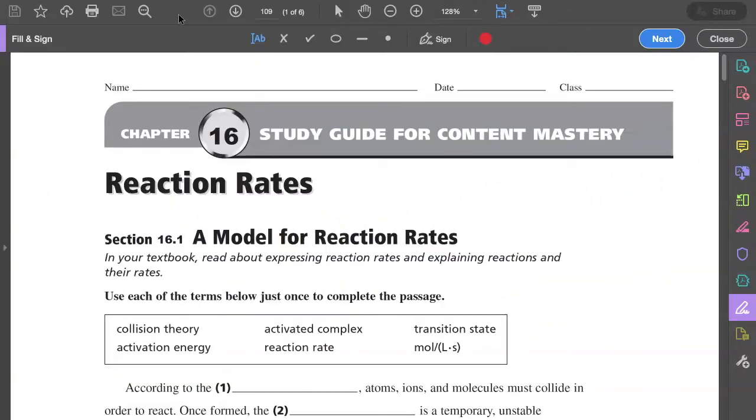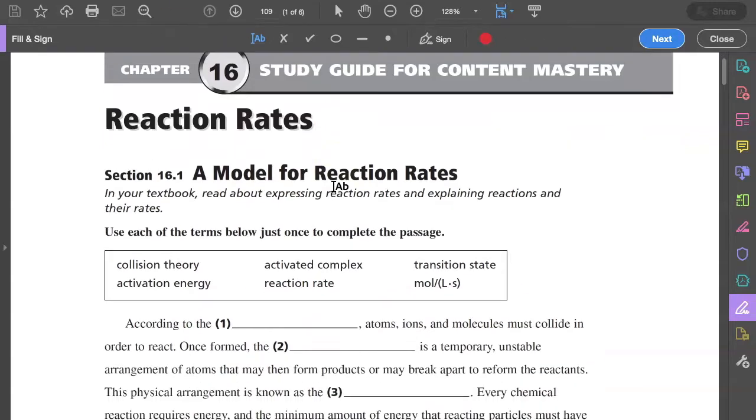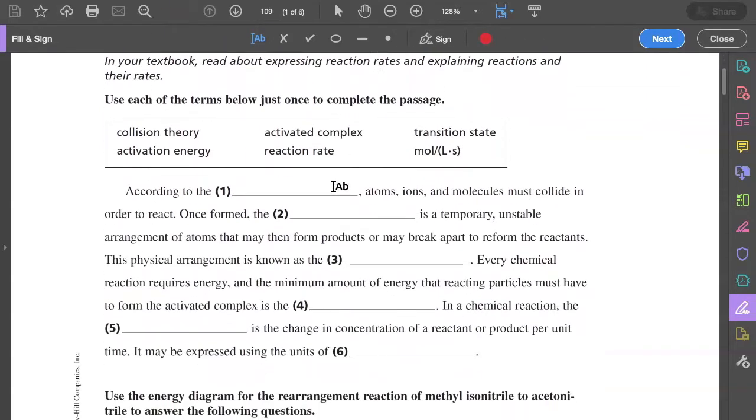Okay, so just as we've done before, as I fill these out, I will pause to give you an opportunity to answer yourself, and then I will complete the answer. So let's get started. Here's section 16.1, and we have a word bank here: collision theory, activation energy, activated complex, reaction rate, transition state, and moles per liter seconds.